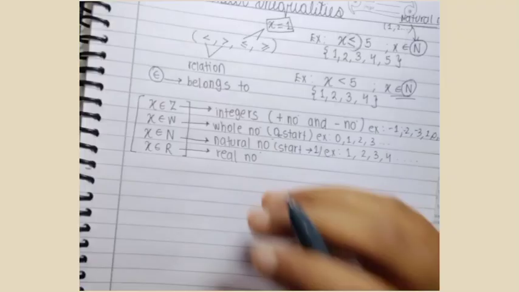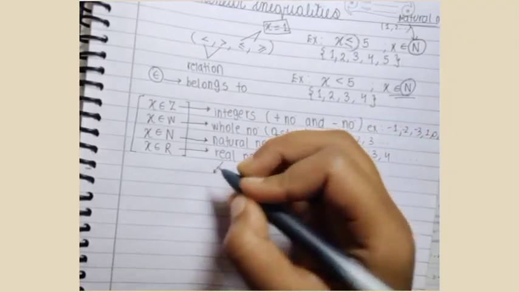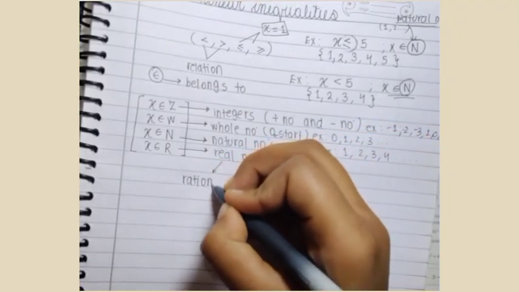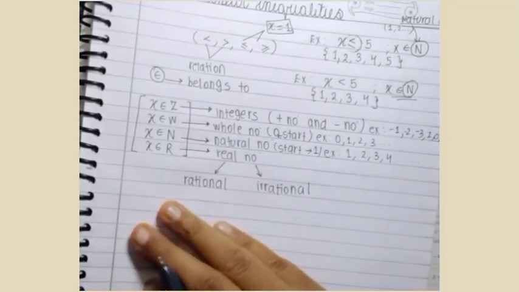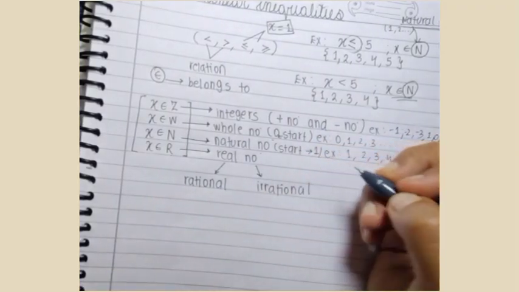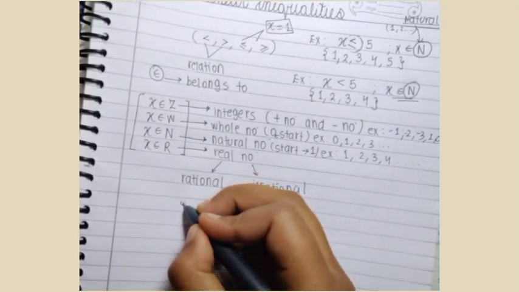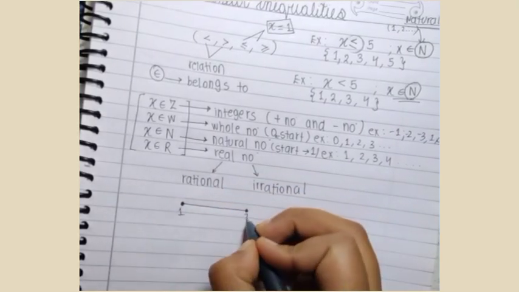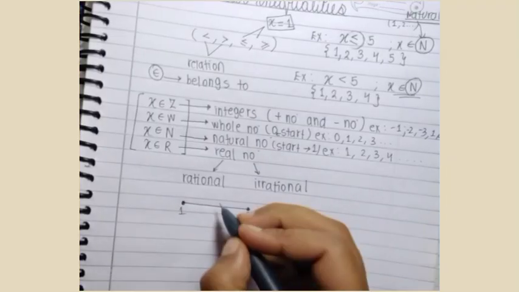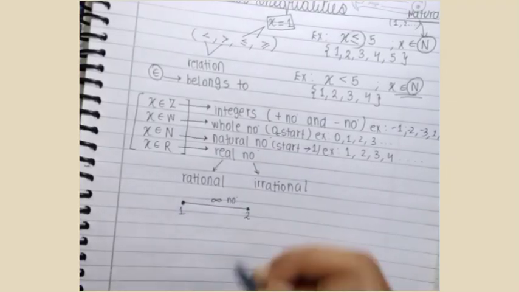Now coming to real numbers, this is quite important. The real numbers include rational and irrational numbers. Basically, it means that it includes all kinds of numbers. If I take a very simple example, here's a number line. I've just taken out a segment from the number line. Here lies 1, here lies 2, and in between 1 and 2 lie infinitely many numbers.